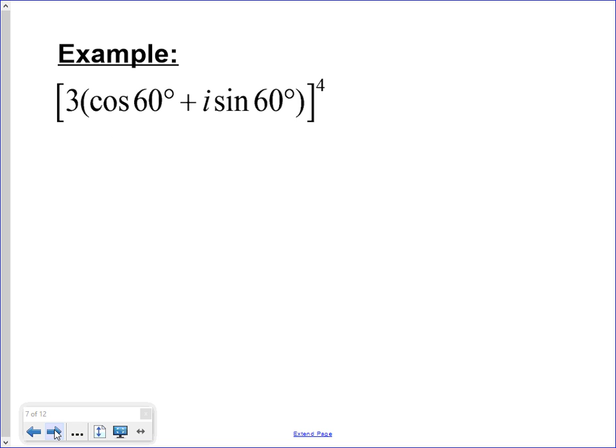So in your notes, you can write it out like I have it, or if you want to write 3 cis 60 raised to the 4th, it's the same thing. And then see if you can plug into your formula. Find what you need, plug into your formula. I'd ask that you, on this example, give me trig form and rectangular form. Let's practice both ways.